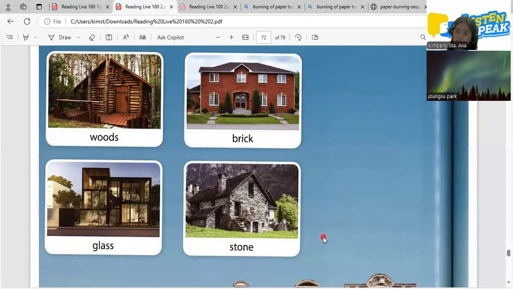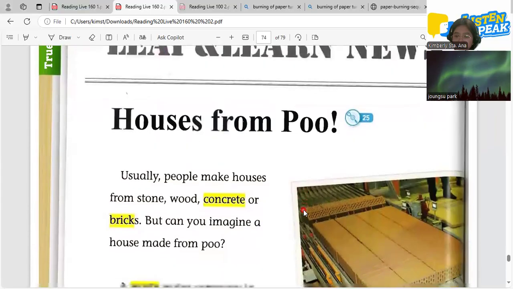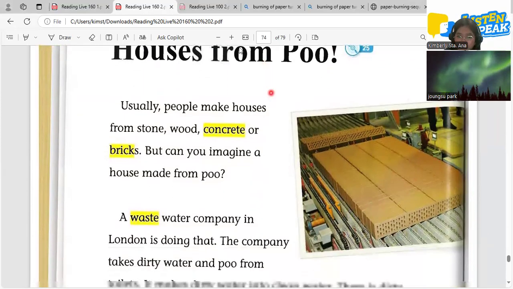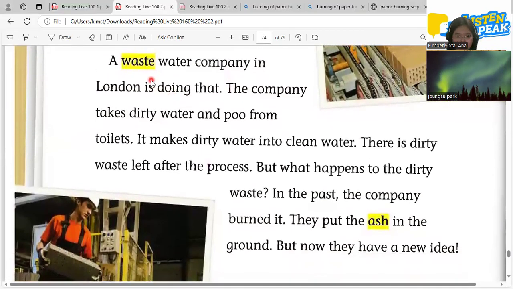Okay, if you ask teacher Anna, I would say, I like the glass house. So we have different kinds of houses, but here in the story, it's so unique, so strange, because the house is made from poo. The dirty waste they get from our toilets, they use it to make houses. And that's strange. So let's read more about this kind of house.